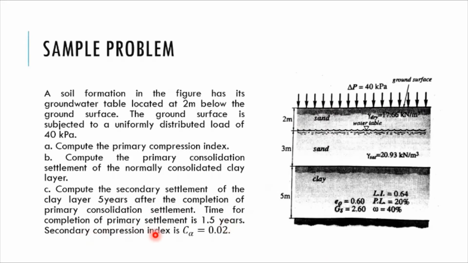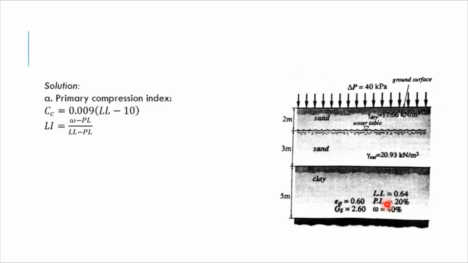And the secondary compression index is C alpha equals 0.02. So we need to determine first the primary compression index. So the primary compression index is Cc equals 0.009 multiplied by LL minus 10. Given the liquid limit, the liquidity index and the plasticity index in this formula.